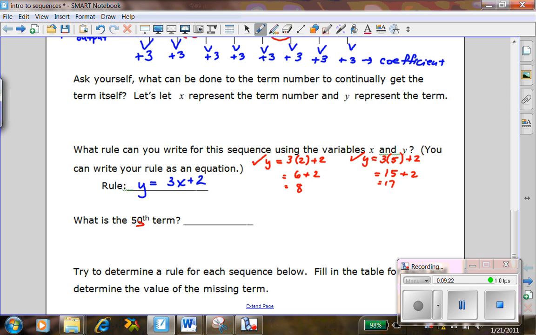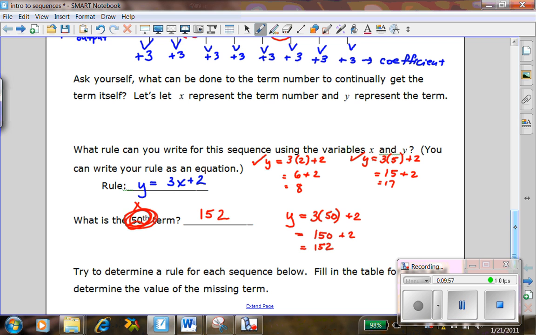If I needed to know the 50th term, that's my input, that's my x value, so I'm just going to plug that into my rule, which is right here. So my rule says y equals 3 times the input, which is term number 50, plus 2. And then 3 times 50 is 150. Add 2 to that, and I know quickly that the 50th term in this sequence is going to be 152. And there you have it.